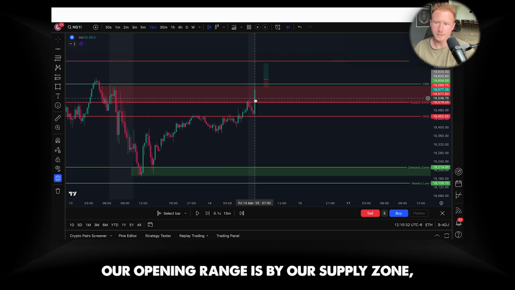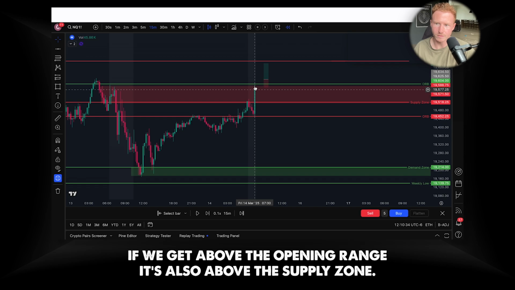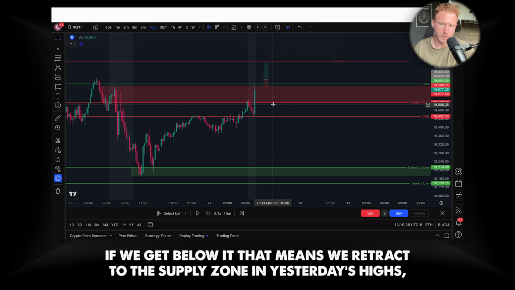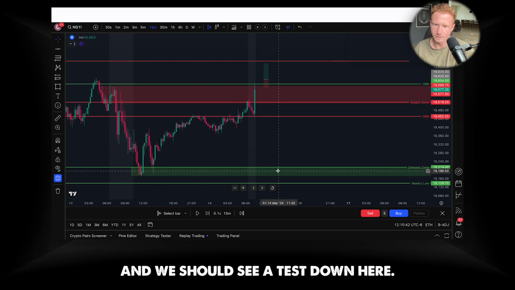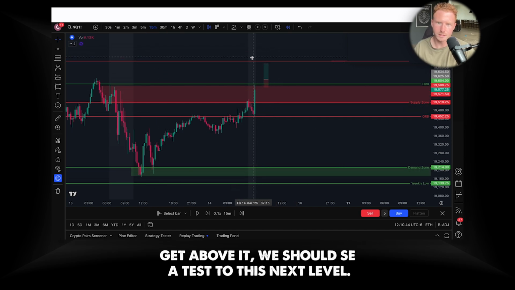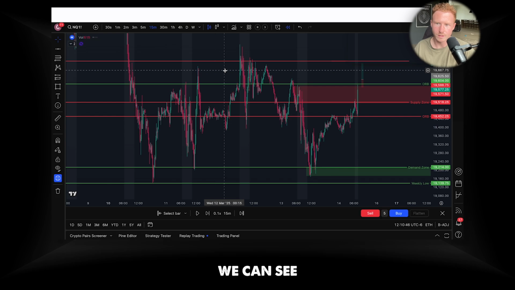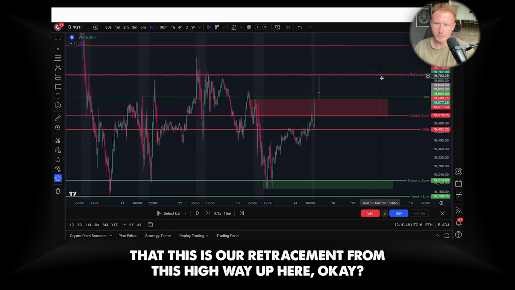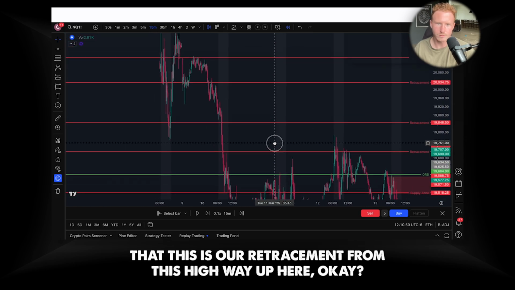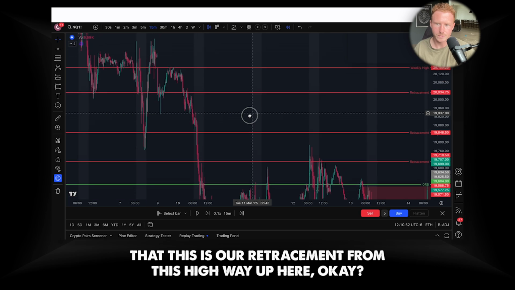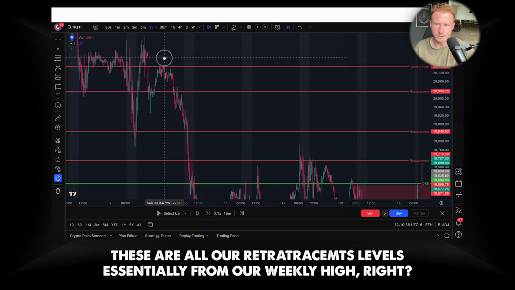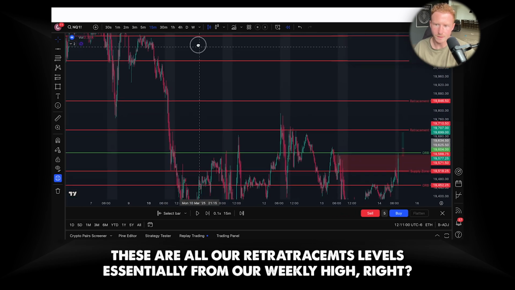Our opening range is by our supply zone. If we get above the opening range, it's also above the supply zone. If we get below it, that means we rejected the supply zone in yesterday's highs, and we should see a test down here. If we get above it, we should see a test to this next level. We can see that this is our retracement from this high way up here, okay? These are all our retracement levels, essentially from our weekly high.